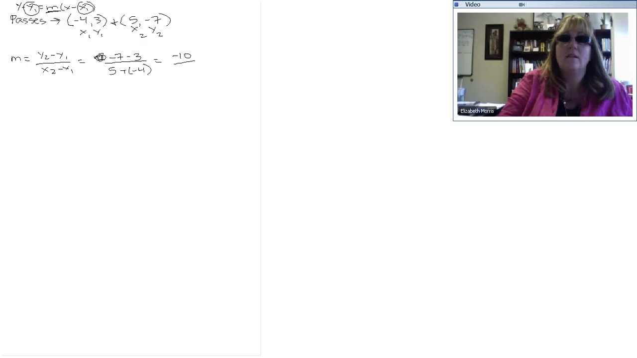Do you remember how you can find the m with 2 points? Remember, m is equal to y2 minus y1 over x2 minus x1. So we can figure this out. We could figure out the m. y2 minus y1 over x2 minus x1. So what do I get? I get -10 over 9, which is -10 ninths.